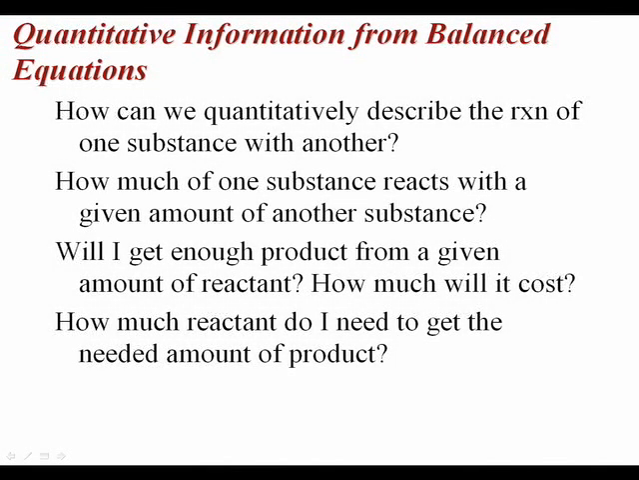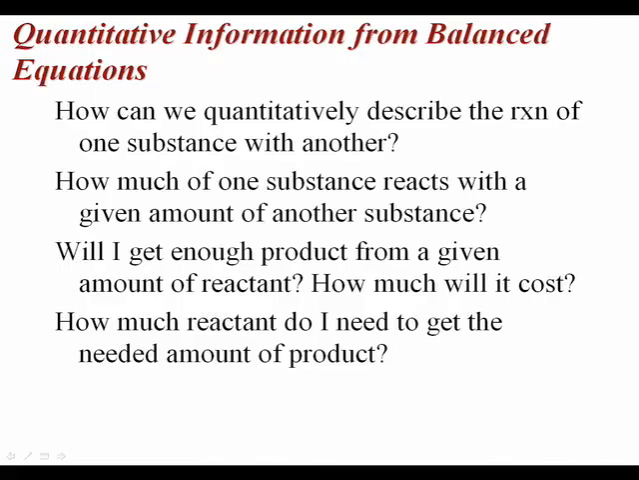Quantitative information from balanced equations. This really is the meat of chemistry. It's about 80% of what professional chemists do. This is the methodology we use to figure out quantitatively how we can relate the reaction of one substance with another. We need to know how much of one substance reacts with a given amount of another.